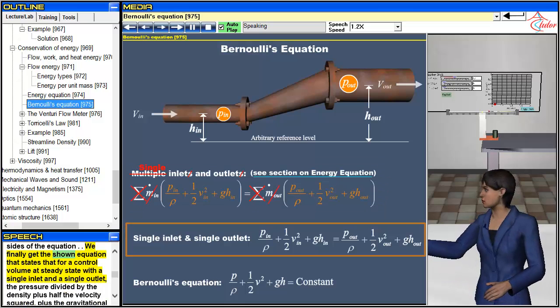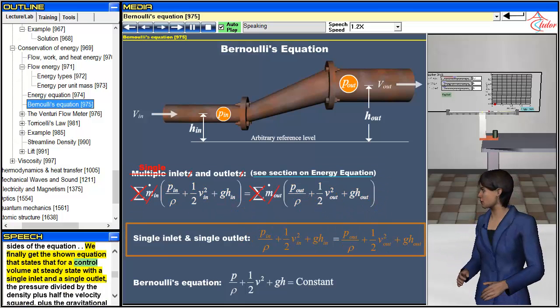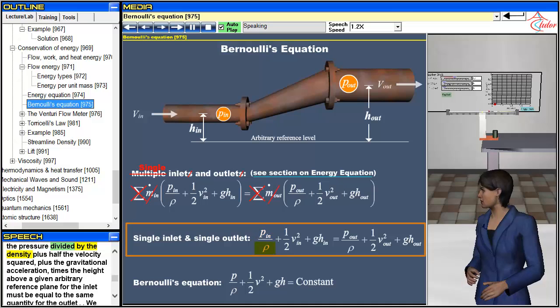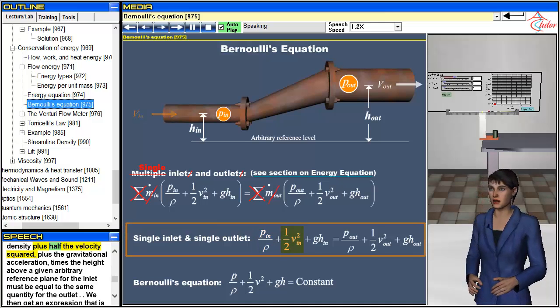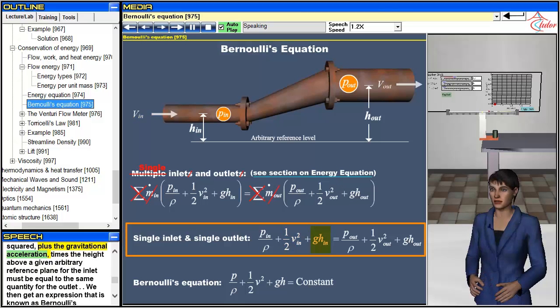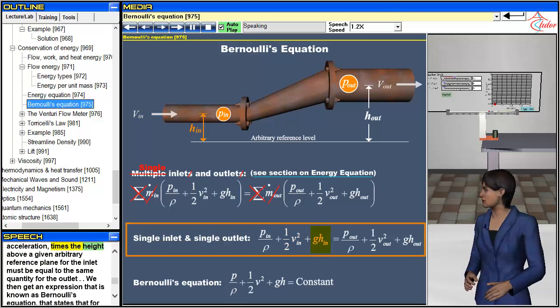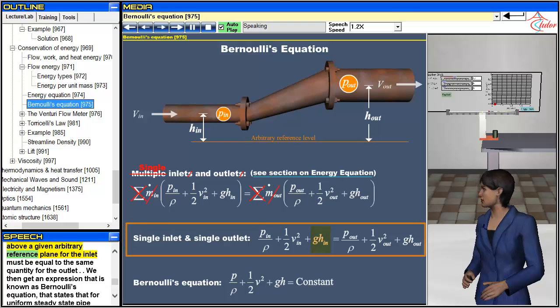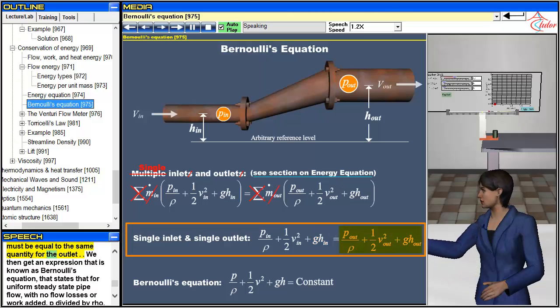We finally get the shown equation that states that for a control volume at steady state with a single inlet and a single outlet, the pressure divided by the density plus half the velocity squared plus the gravitational acceleration times the height above a given arbitrary reference plane for the inlet must be equal to the same quantity for the outlet.